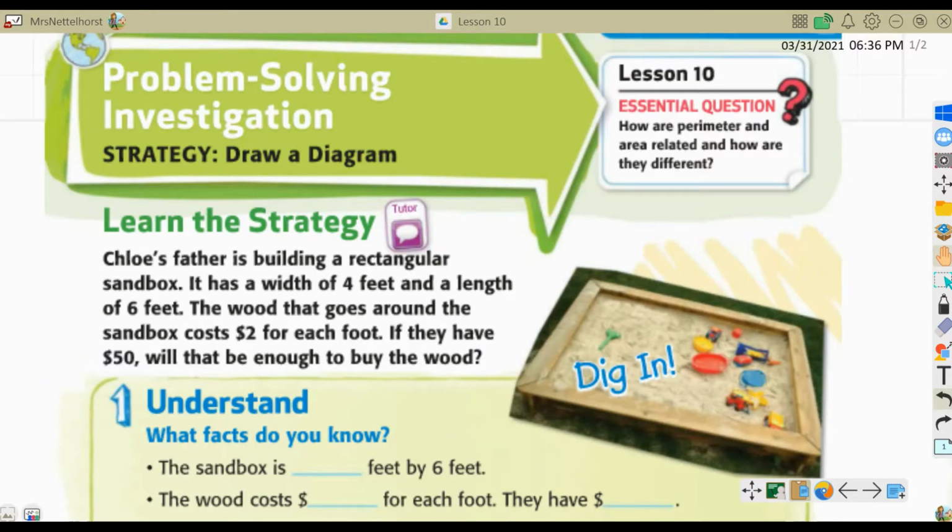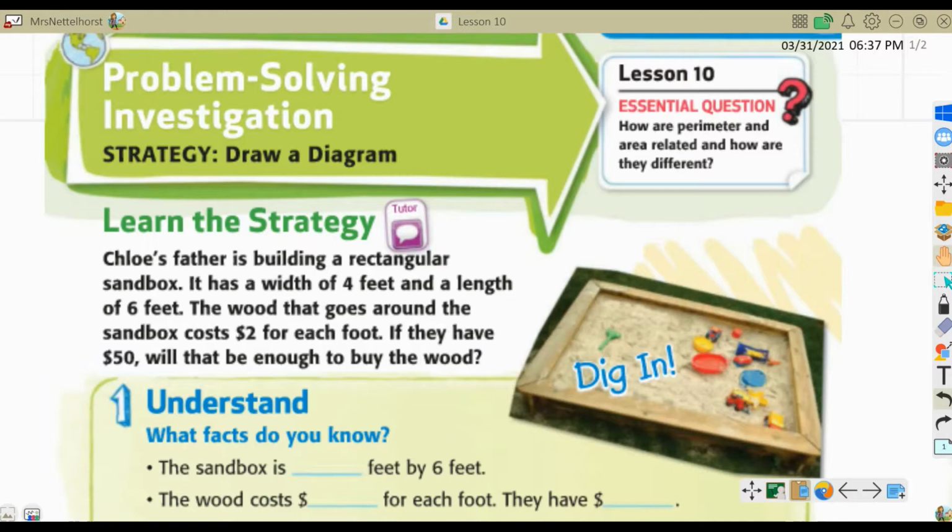Okay, so let's look at this strategy. Chloe's father is building a rectangular sandbox. It has a width of 4 feet and a length of 6 feet. The wood that goes around the sandbox costs $2 for each foot. If they had $50, would that be enough to buy the wood?